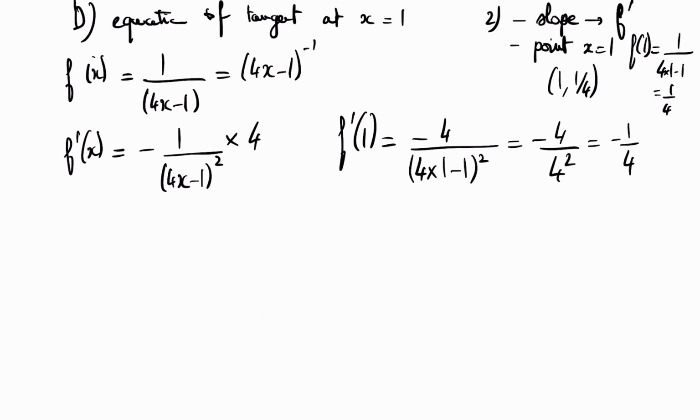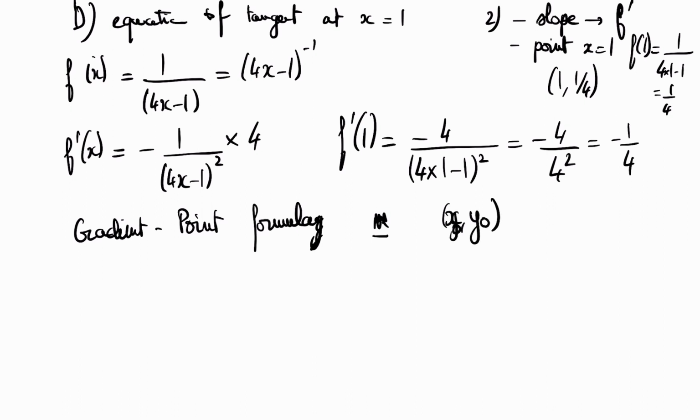So therefore, using the gradient-point formula: the equation of a line which has slope m and goes through a point (x0, y0) is y minus y0 is equal to m times (x minus x0). So okay, let's apply that.